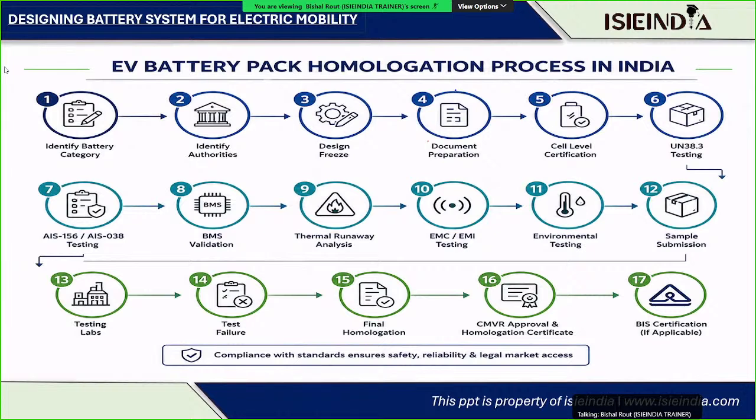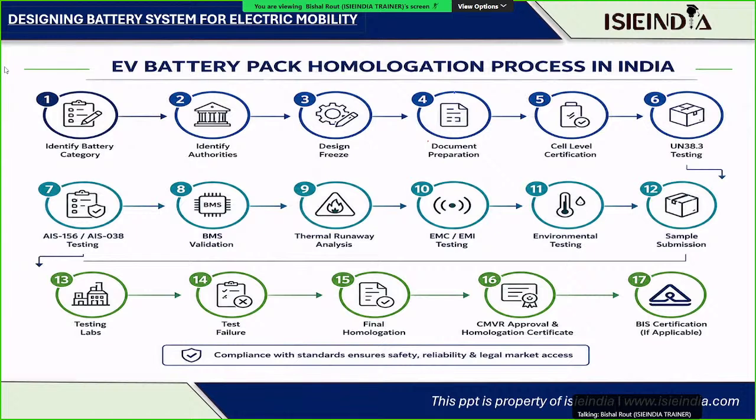Then we have the thermal runaway analysis method, which is very, very important as far as EV fire incidents in India are concerned. This test checks how a battery behaves during cell failure. Basically, this test is done to ensure passenger safety, that passengers get a warning if their battery pack is heating up, and that thermal propagation is delayed, allowing vehicle evacuation basically.